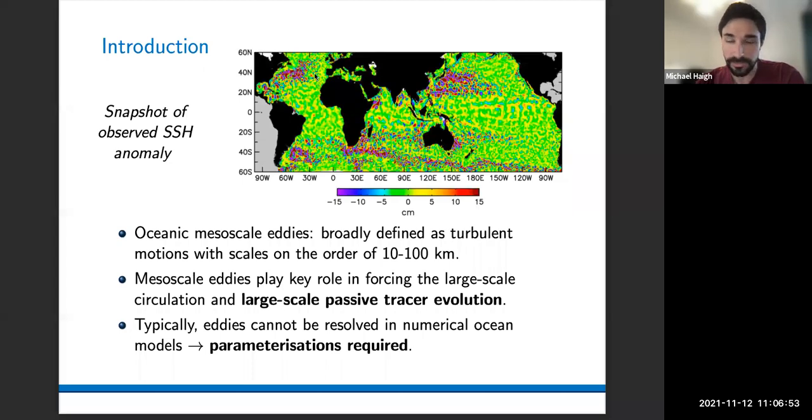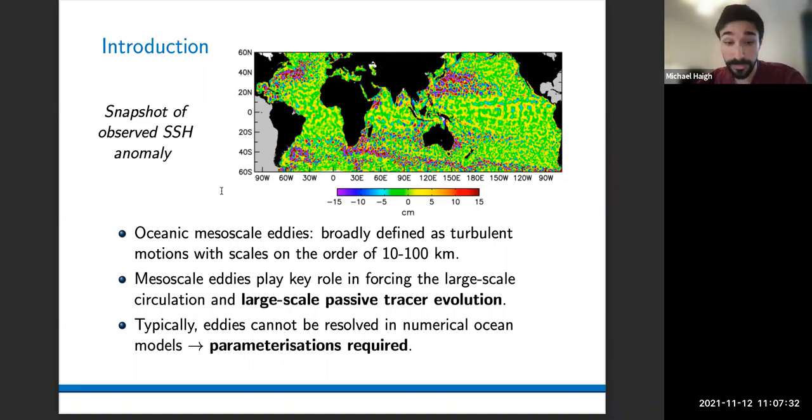So the eddy activity is strongest in regions like the western sides of the North Atlantic Ocean, the North Pacific, and in the Southern Ocean. But I would also like to get across that mesoscale eddies, despite being stronger in regions like these, are present in the entire global ocean. It's well understood that they play a key role in forcing the large-scale circulation. And it's also understood that they play a key role in forcing the large-scale distributions of passive tracers.